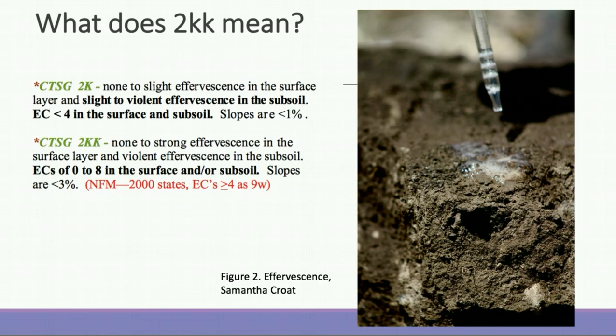Soil scientists drop dilute hydrochloric acid onto these soils as a diagnostic field test. The calcium carbonate reacts with the hydrochloric acid in an effervescent reaction. So, if we were to drop the HCl on 2KK soil, we should see none to strong effervescence in the surface layer and a violent effervescence in the subsoil. The more carbonate in the soil, the more violent the reaction.